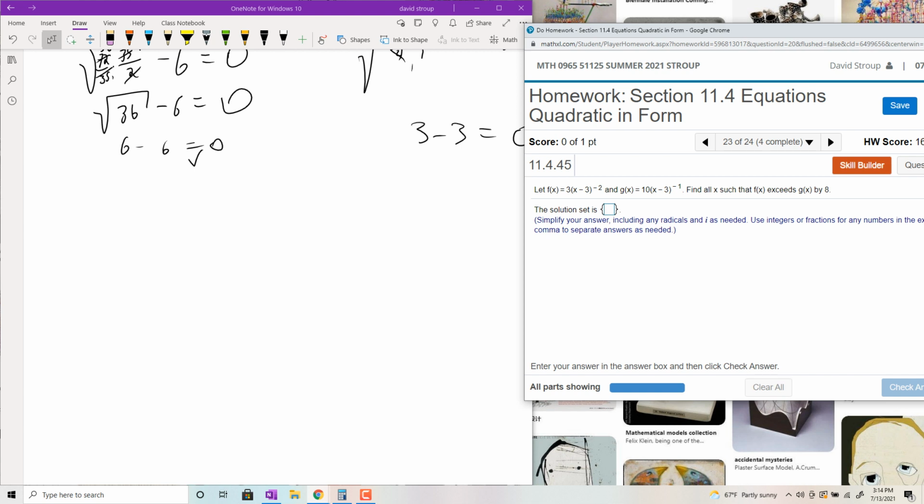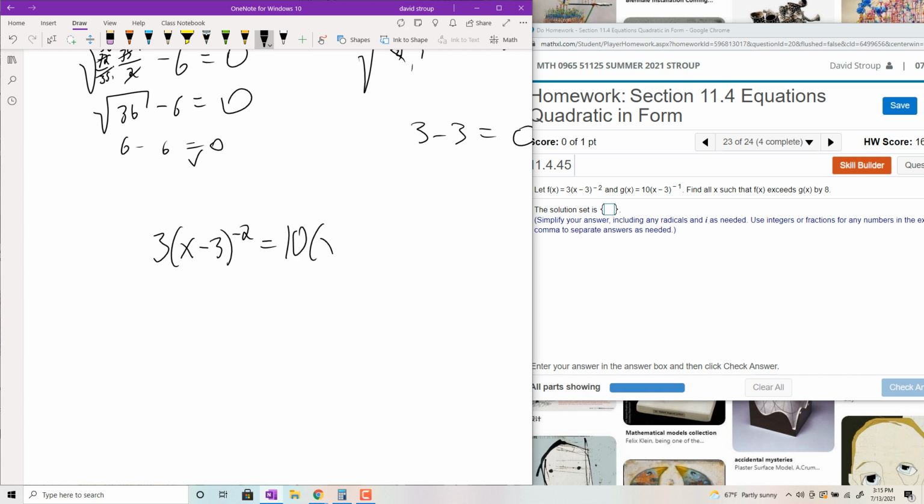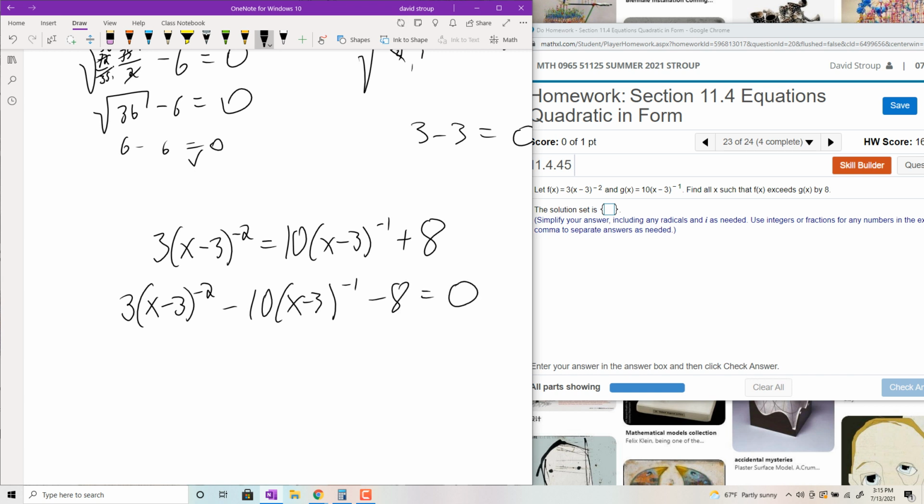Find all x such that f of x exceeds g of x by 8. Okay, so f of x should be bigger than g of x by 8. So f of x will equal g of x plus 8. Okay. So I'm going to push everything on one side to get the quadratic form.